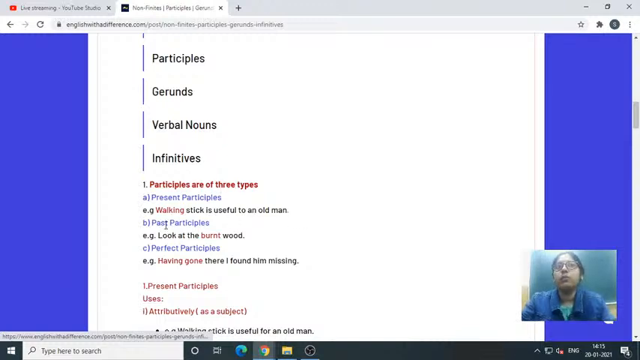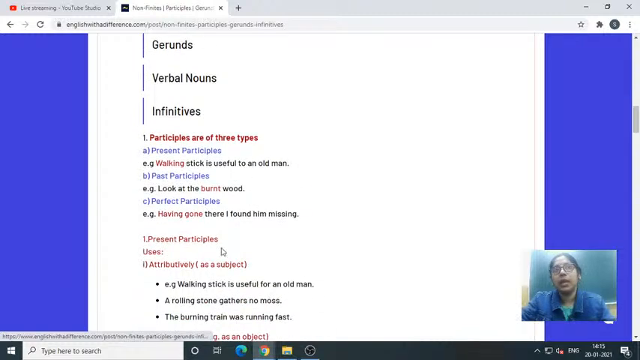Got it? Now we should shift to past participle. Past participle अभी क्या है देखो. For example, look at the burnt wood. Look at the burnt wood. This burnt. So see that difference. Burn, present tense is burn, past tense is burned, and past participle is burnt. Look at the burnt wood. This is past participle. And perfect participle अभी क्या है देखो. Having gone. Having gone there, I found him missing. Got it? This is the example of perfect participle. So these are the examples of participles.